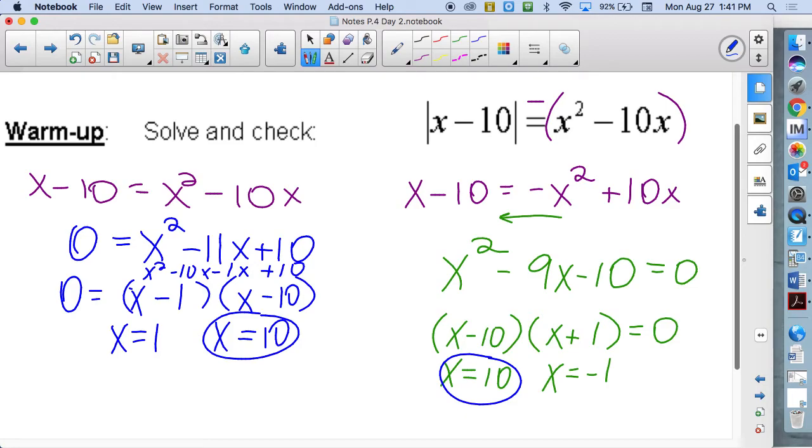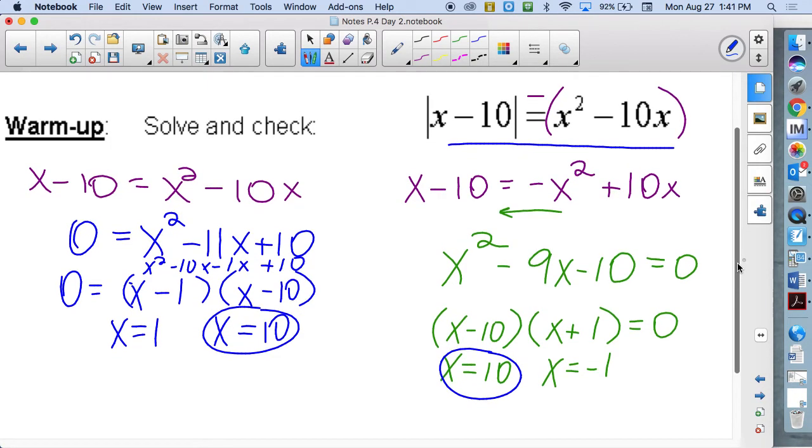However, positive 1 and negative 1, only one of them is the solution. And we need to check to make sure that it works. So taking that 1 and plugging it into the original problem, not the ones you created, back to what you started with. That's how you find an extraneous solution. So we would have the absolute value of 1 minus 10.